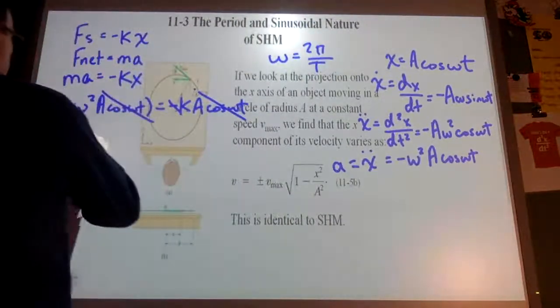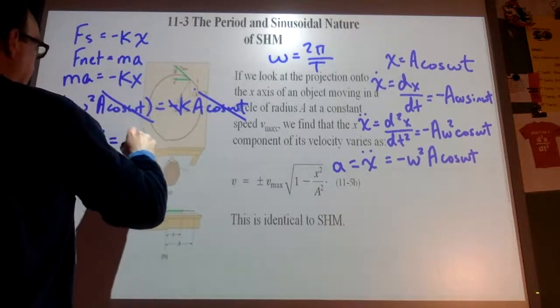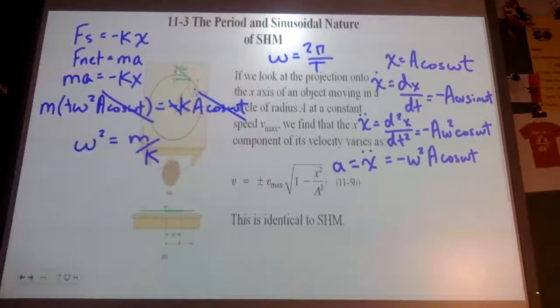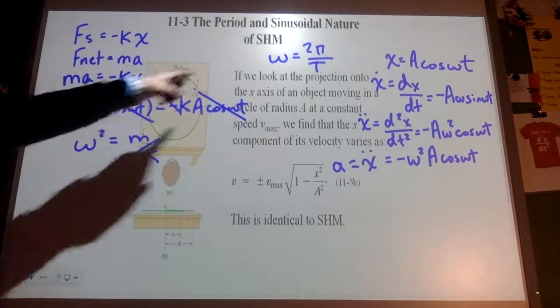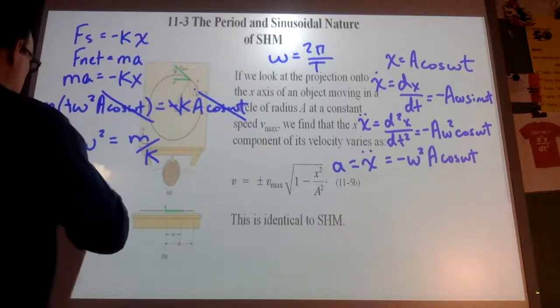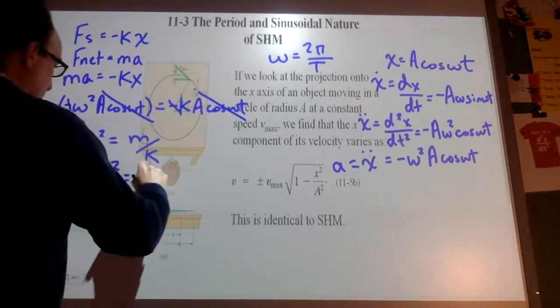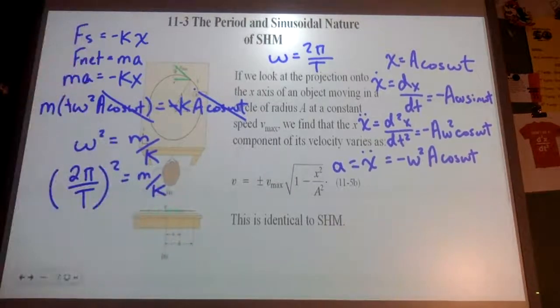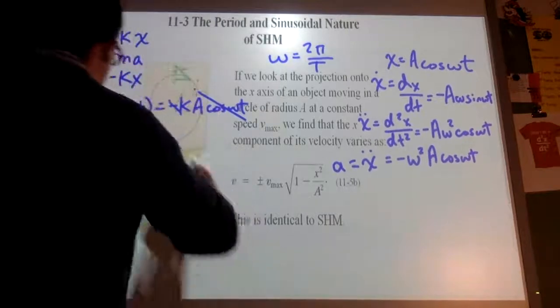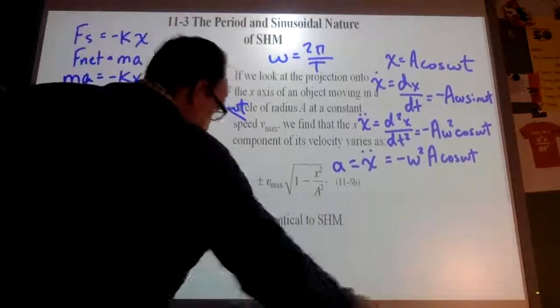So what I'm left with, if I take the mass to the other side, is that omega squared equals m over k. Well, I know that omega is 2 pi over T. Oh, I messed that up. It's k over m, not m over k, right? So I divided both sides by m.